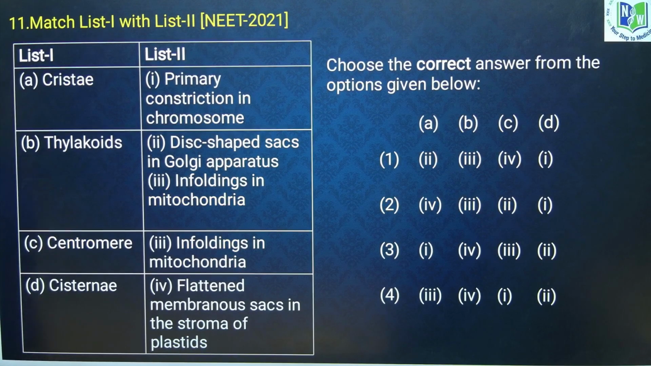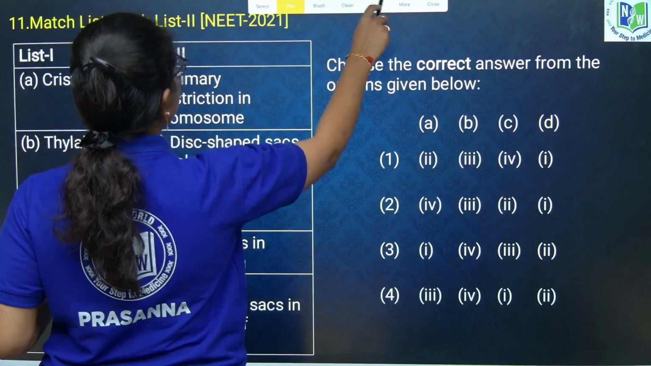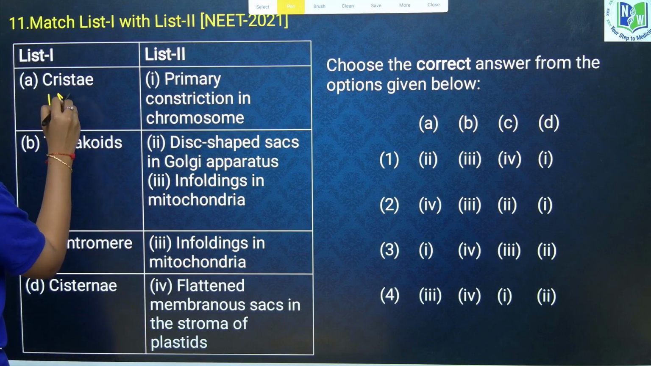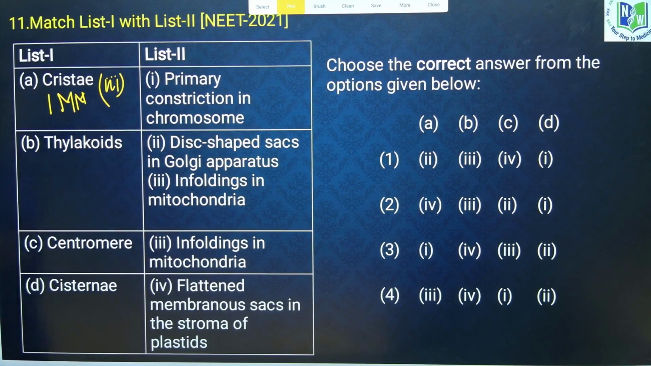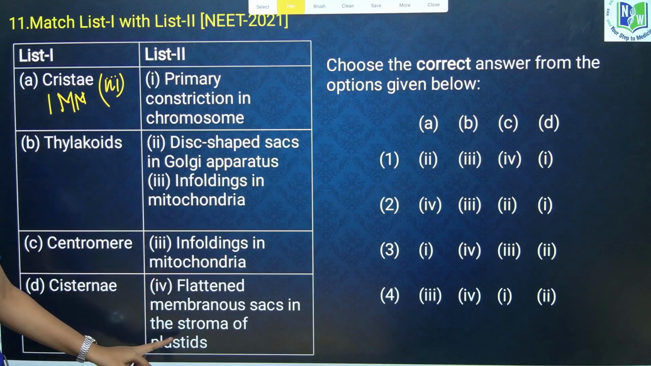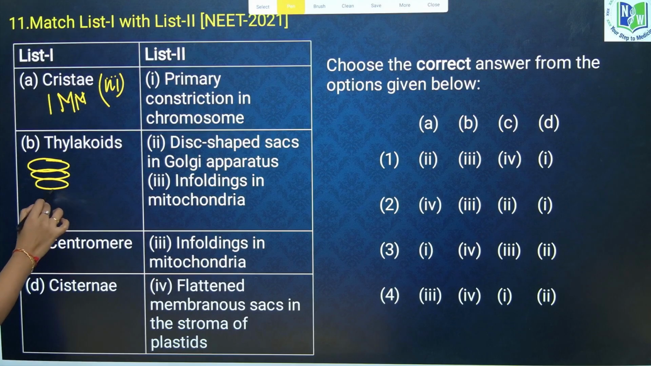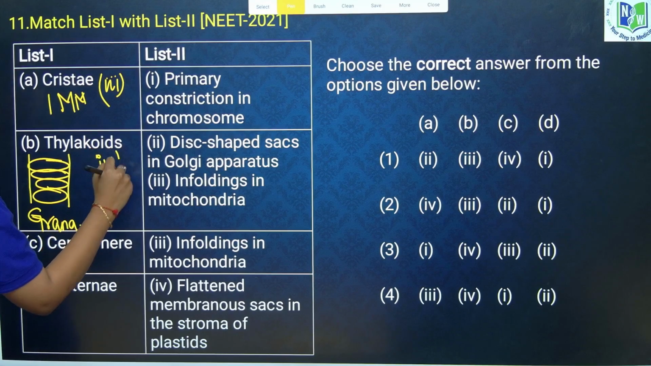Again, a match the following question. On one side the organelle is given, on the other side its function, location and shape are asked. Cristae are infoldings of the inner mitochondrial membrane. Option 3. Next, thylakoids are flattened membranous sacs present in the stroma. The stack of these sac-like structures is called grana. So here B is option 4.